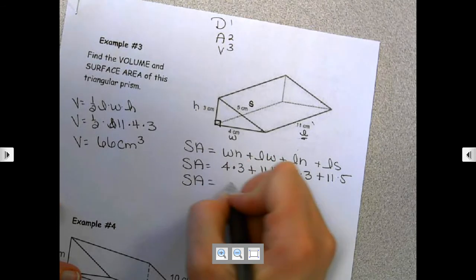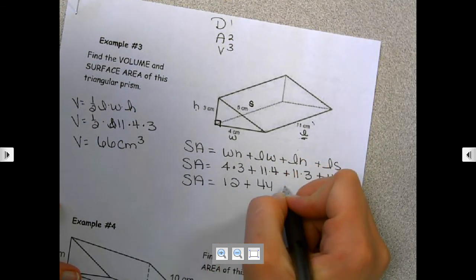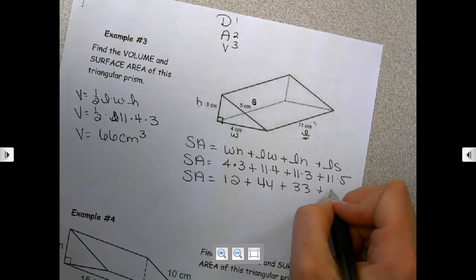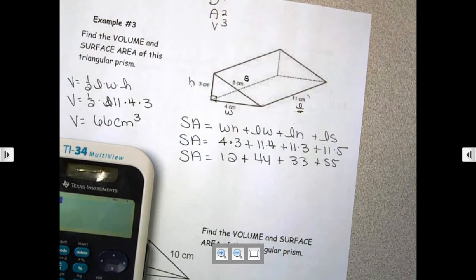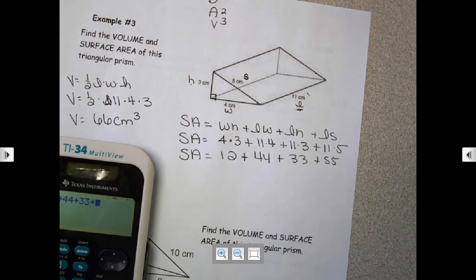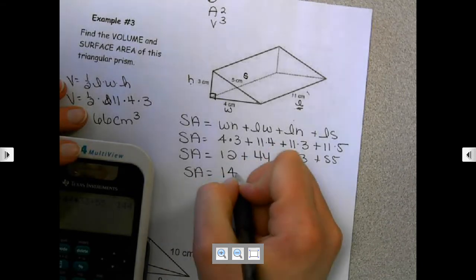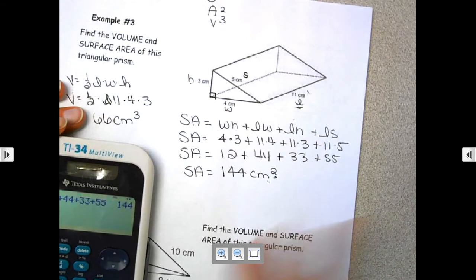4 times 3 is 12. 11 times 4 is 44. 11 times 3 is 33. 11 times 5 is 55. I'm going to grab my calculator and add it up. 12 plus 44 plus 33 plus 55 is going to give us a surface area of 144 centimeters squared. We're finding area, so we are squared.